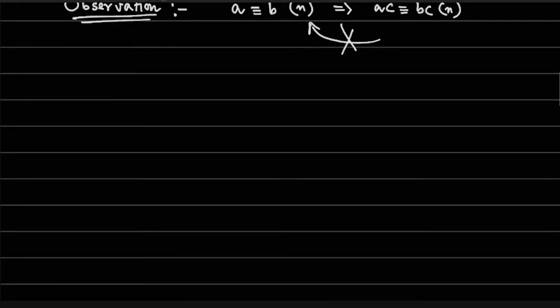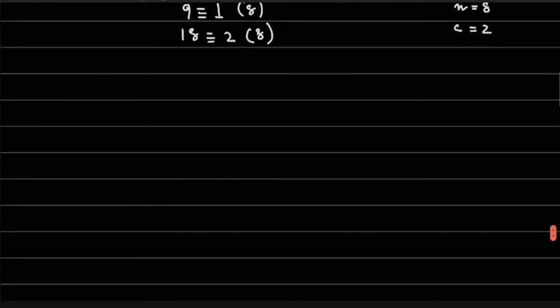Suppose you have n is equal to 8 and C is equal to 2. So you have actually 9 is congruent to 1 mod 8. So you can always find out that 18 is congruent to 2 mod 8, but the other way is not true always. You can think of a counter example. So this will be a homework. But there is a theorem. Let me discuss the theorem first.